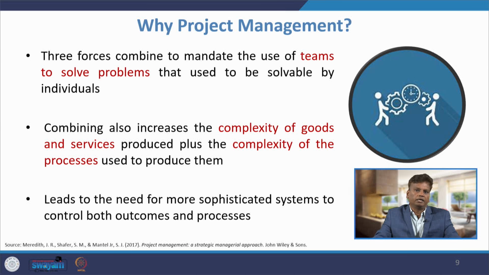Combining also increases the complexity of goods and services produced plus the complexity of the process used to produce them. That leads to the need for a more sophisticated system to control both outcomes and processes. That sophisticated system is to do all activities in the form of projects.